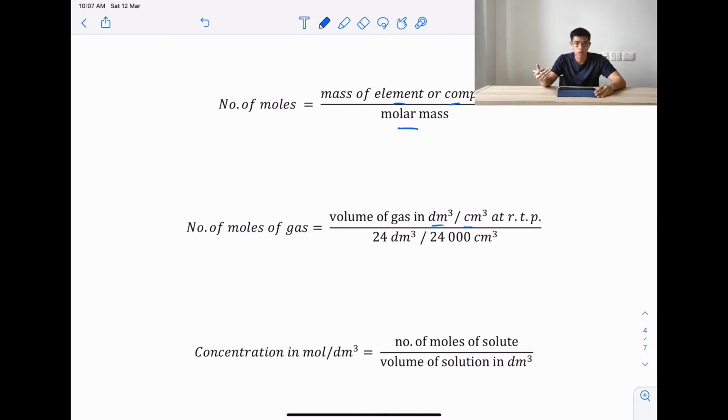So the formula for concentration is the number of moles of solute divided by the volume of solution in dm³. So we'll go through the example on how to derive the number of moles for concentration.